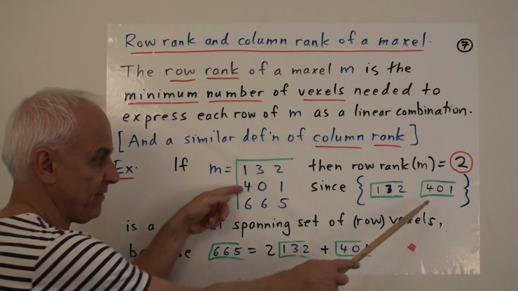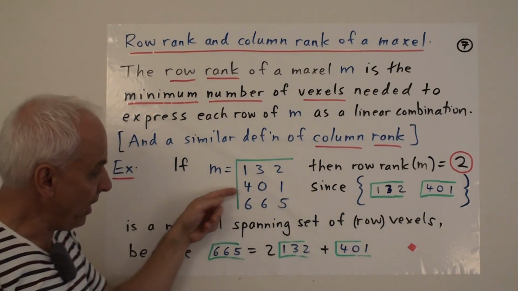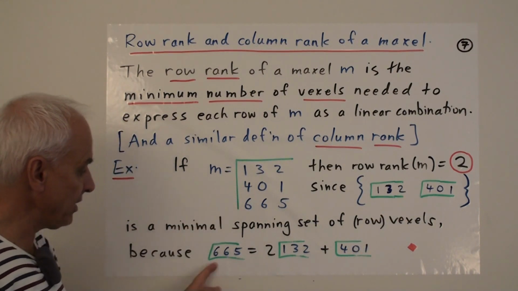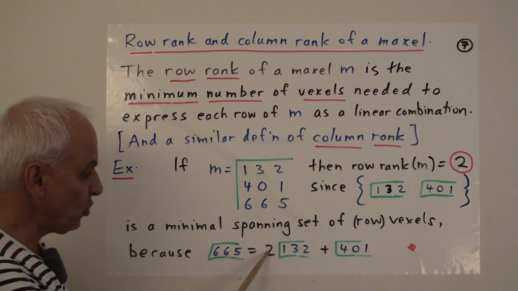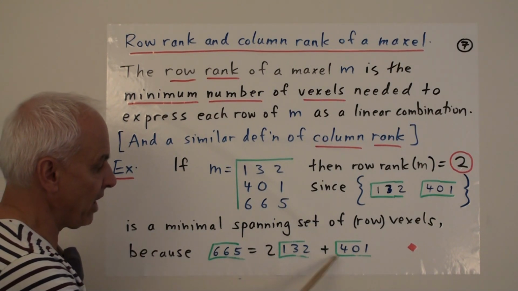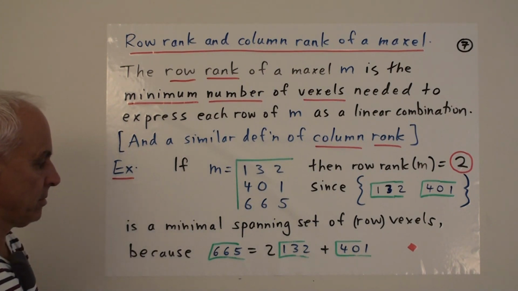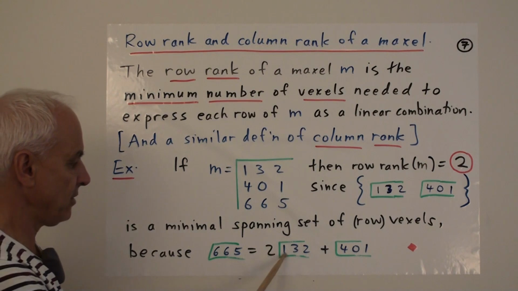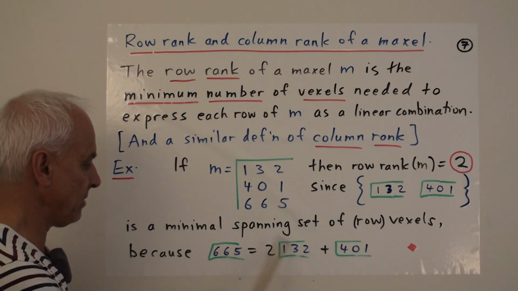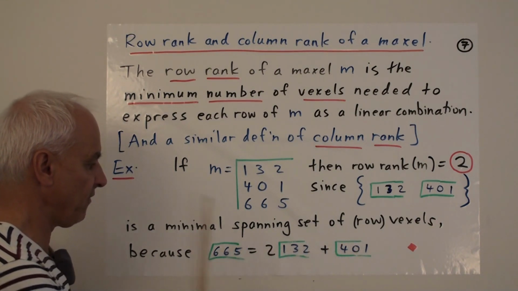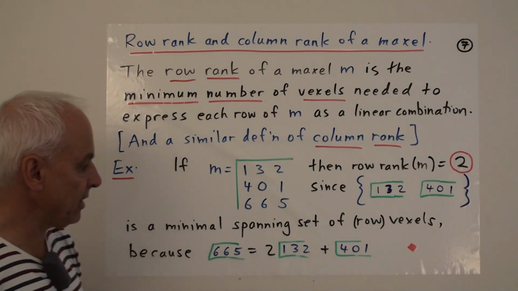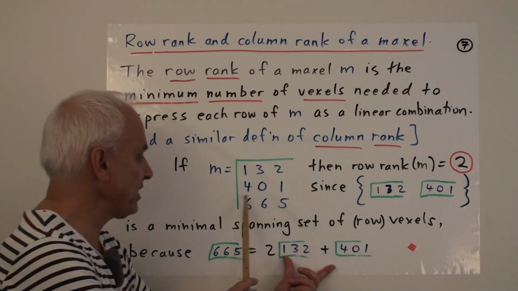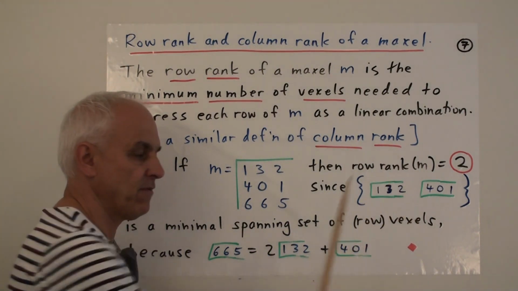The second row is obviously a linear combination, it's just that one. And this third row, 6 6 5, is 2 times the first row plus the second row. Well, you can see that. 2 times 1 plus 4 is 6, 2 times 3 is 6, and 2 times 2 plus 1 is 5. So this is a legitimate linear combination expressing the third row as a linear combination of these two.